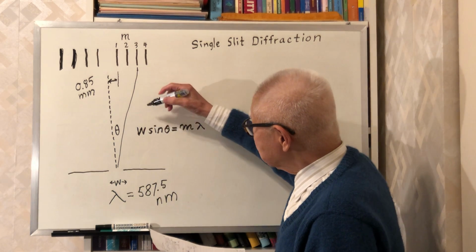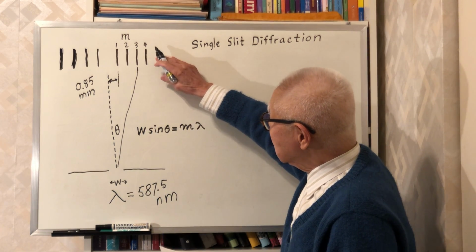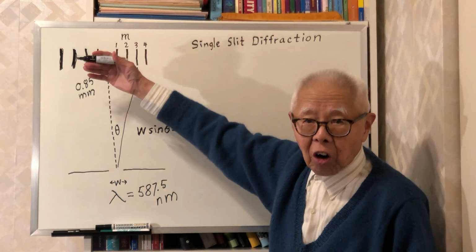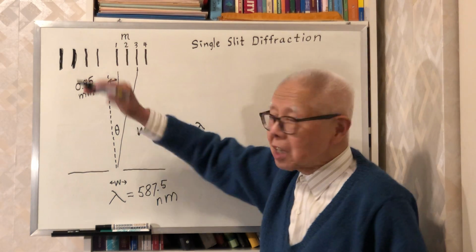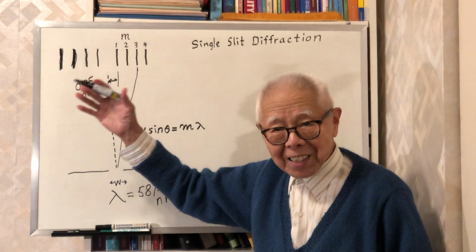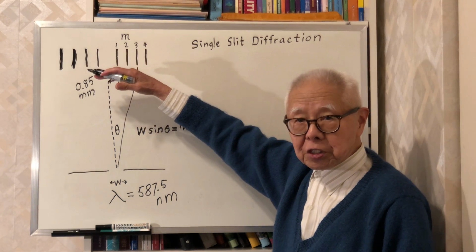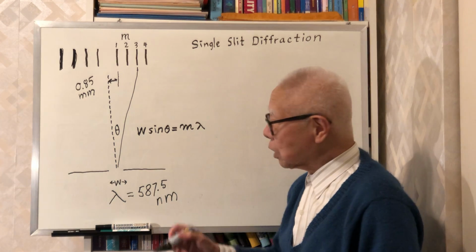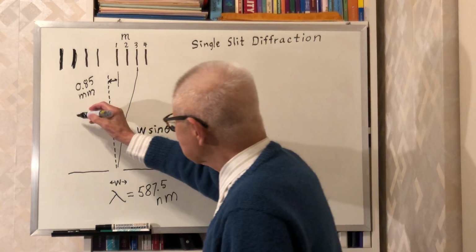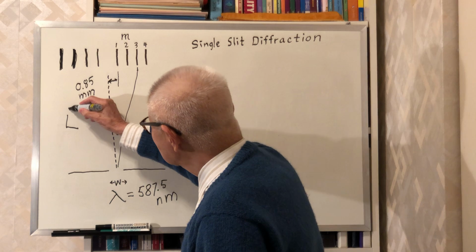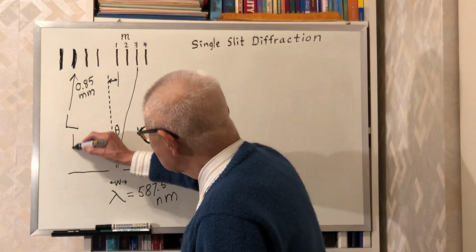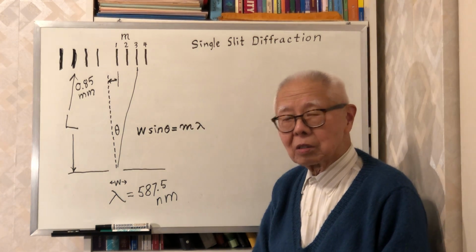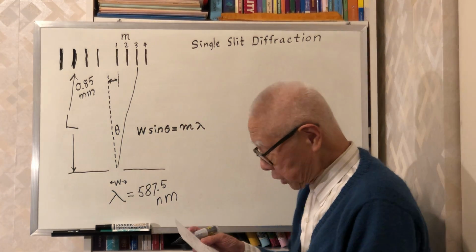We want to find the distance to the screen. There is a wall or white screen. You have the pattern projected on the screen. So what is the distance between the screen and the slit? Let's call this L. L is what we want.